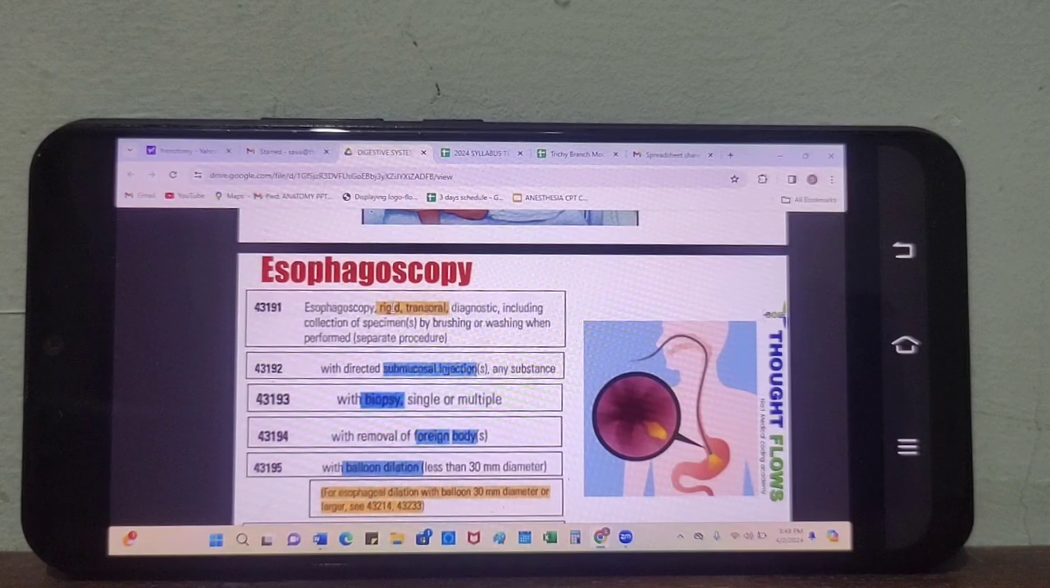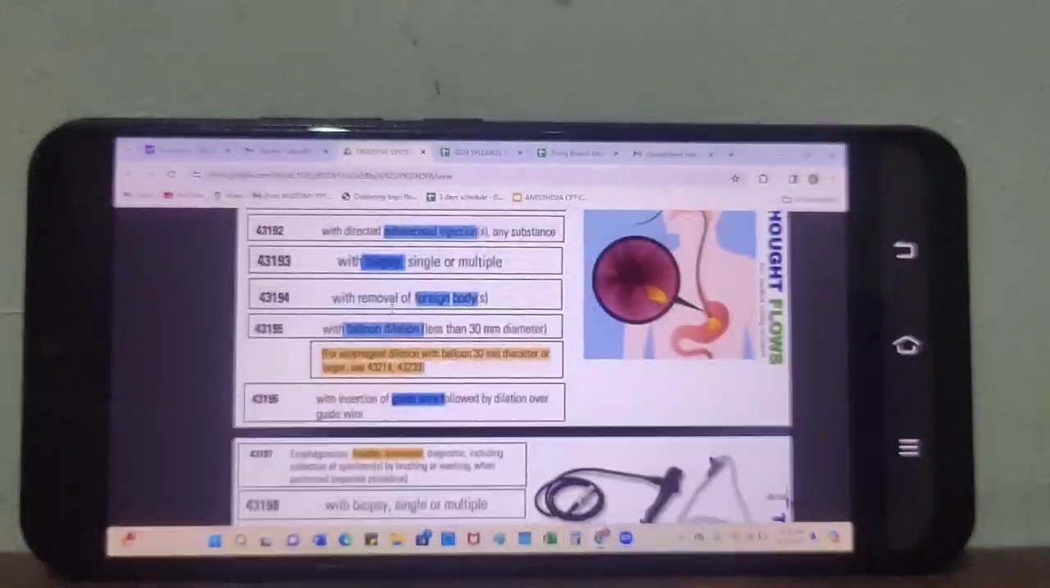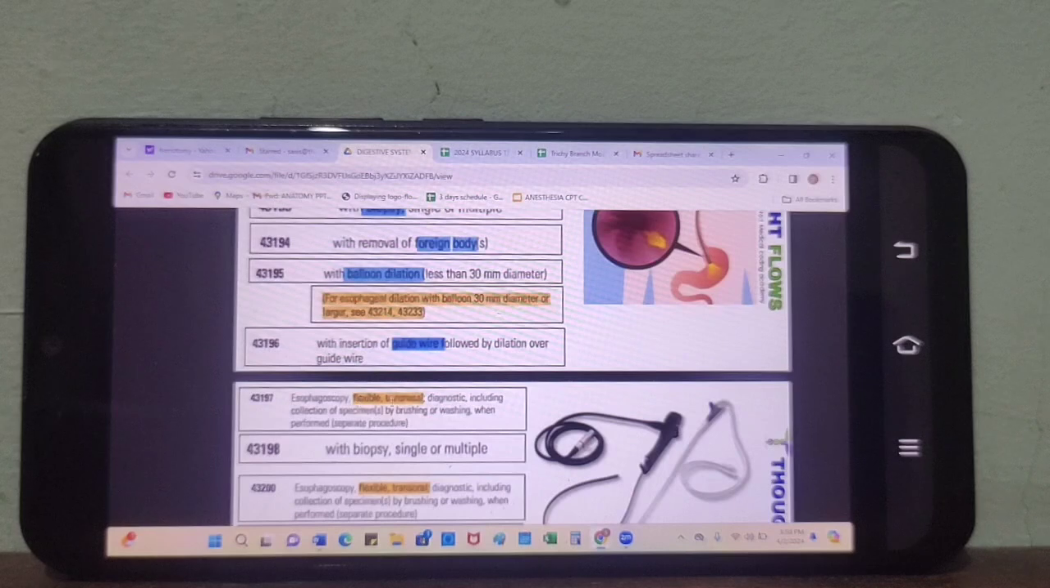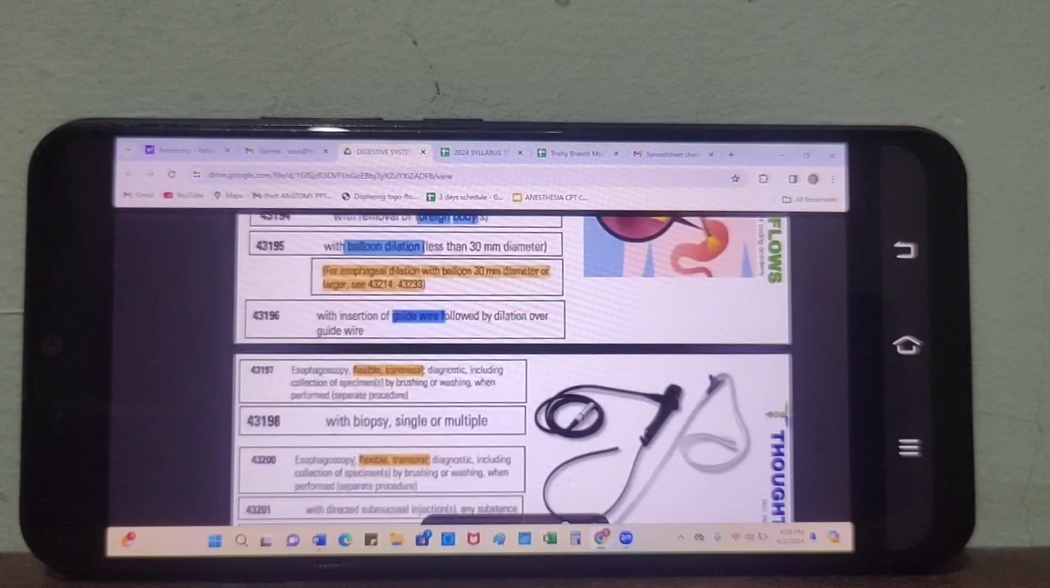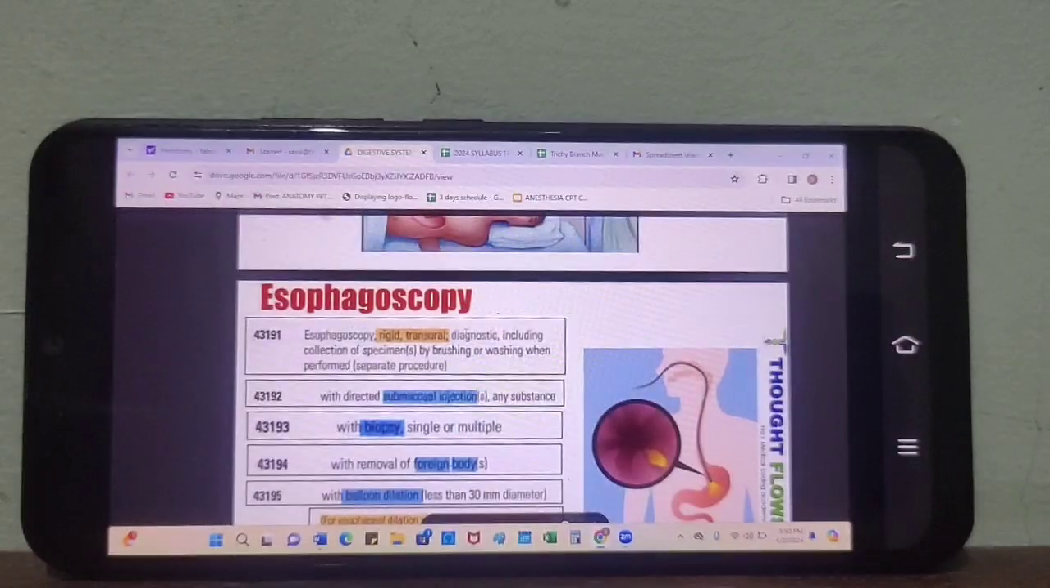Scopy that terminates in a limited direction is rigid. Here we also have a code for flexible. Flexible means the scopy can turn in all directions, 360 degrees. That is flexible. So here also esophagoscopy, flexible oral. Here rigid oral. But the reasons are the same.